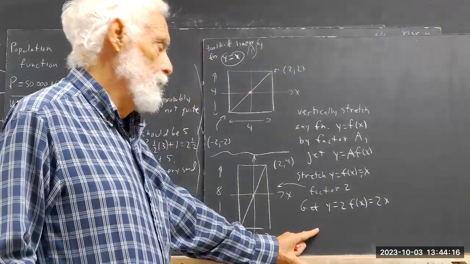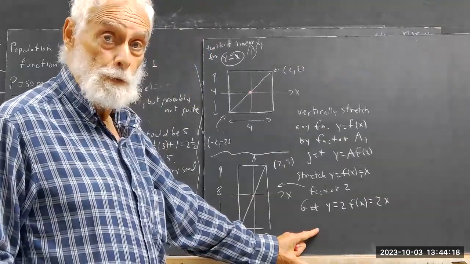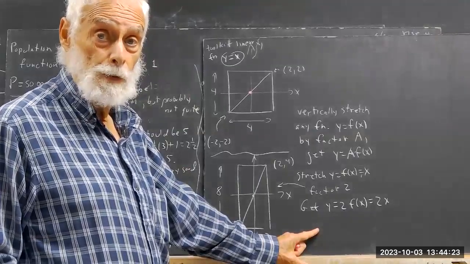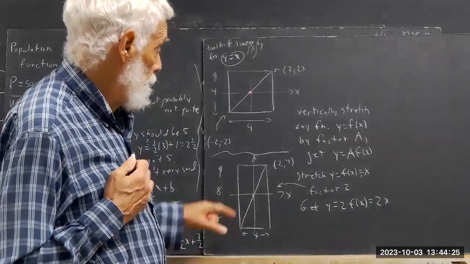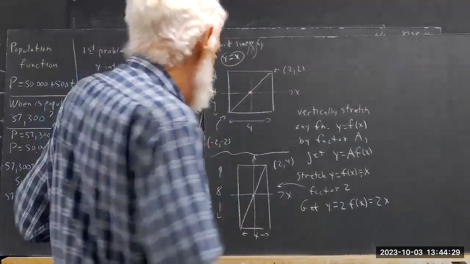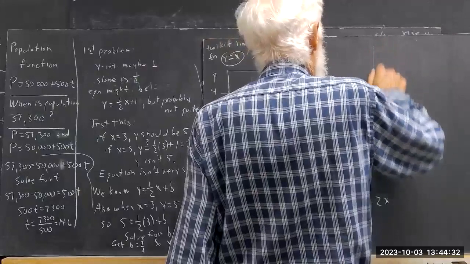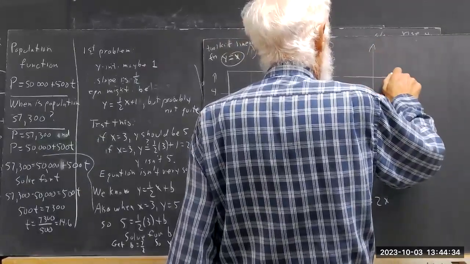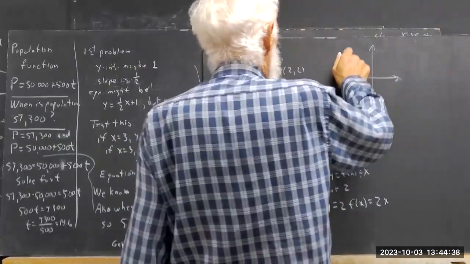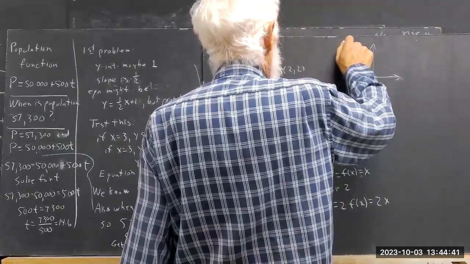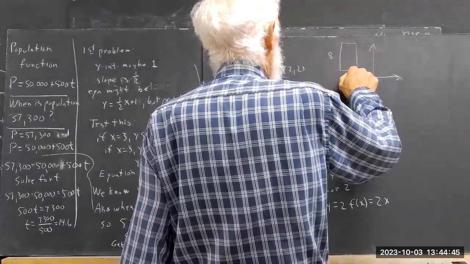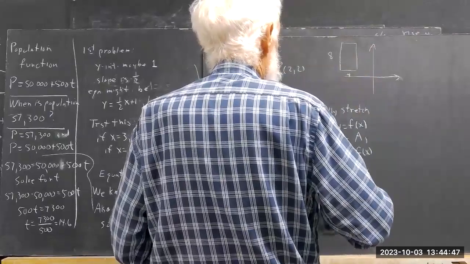So there we have pretty much a lot of what we've learned about stretching and moving functions around. What if we now take this function and move it over this way? So now I'm going to take this function, and this is my 8x4 rectangle.